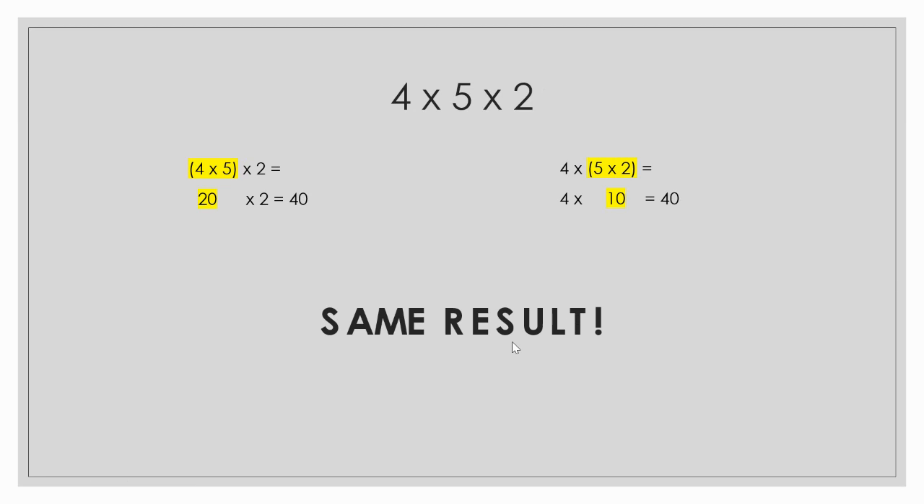This doesn't just work for addition, but for multiplication as well. If we look at the equation 4 times 5 times 2, if we first solve 4 times 5, that equals 20. 20 times 2 is 40. However, we can also solve the equation by first going 5 times 2, which equals 10, and then timesing it by 4, which equals 40. We get the same result both times despite using a different order.